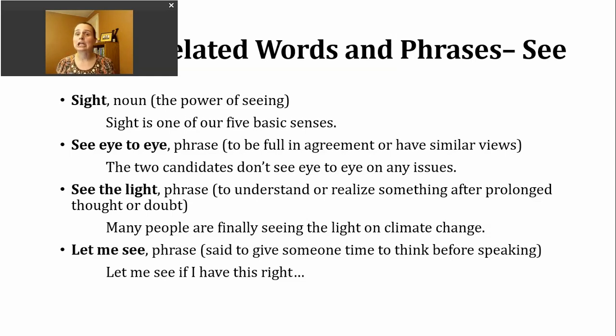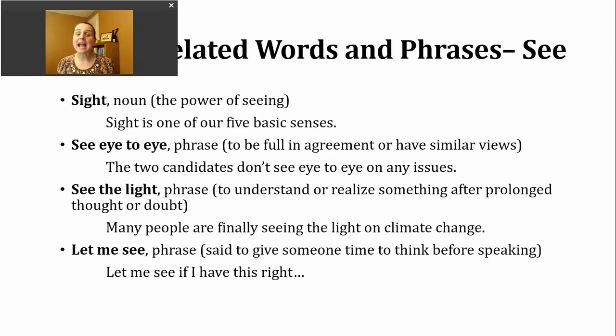Okay. So, now let's take a look at some words and phrases that are related to our verb see. The first word we're going to look at is the related noun sight. Its definition is the power of seeing. Here's an example sentence. Sight is one of our 5 basic senses. You might hear people describing someone who has lost their sight, who has lost the power to see. But in this sentence, talking about our senses, right, we have sight, smell, taste, hearing, and touch. Those are generally considered the 5 basic senses.